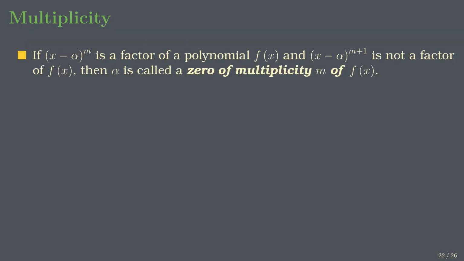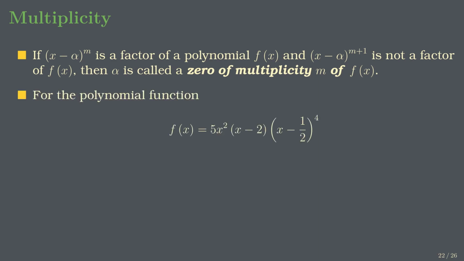Now we talk about the multiplicity of a zero, meaning that from time to time we might have more than one factor of x minus alpha in a polynomial function f(x). So we call m the multiplicity of alpha if (x minus alpha)^m is a factor of f(x), but (x minus alpha)^(m plus 1) is not. Okay.